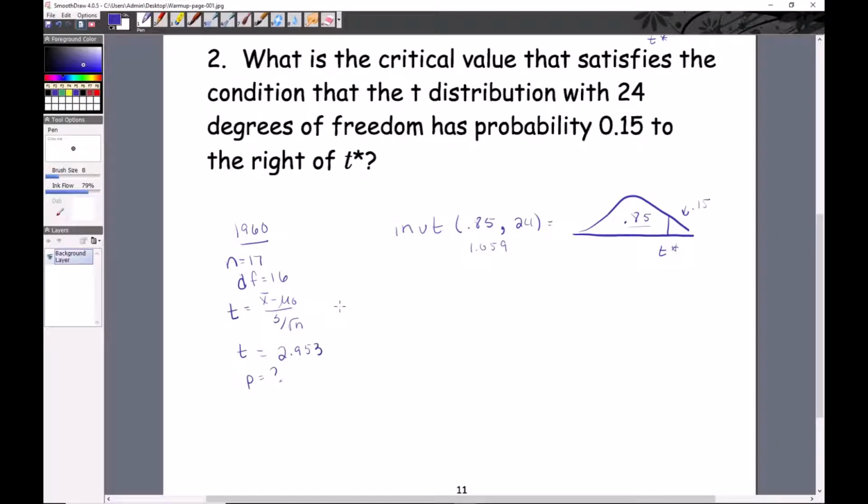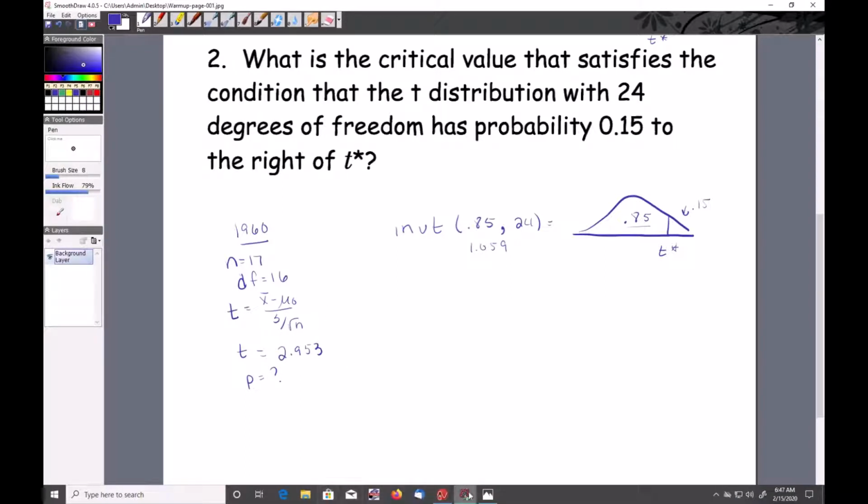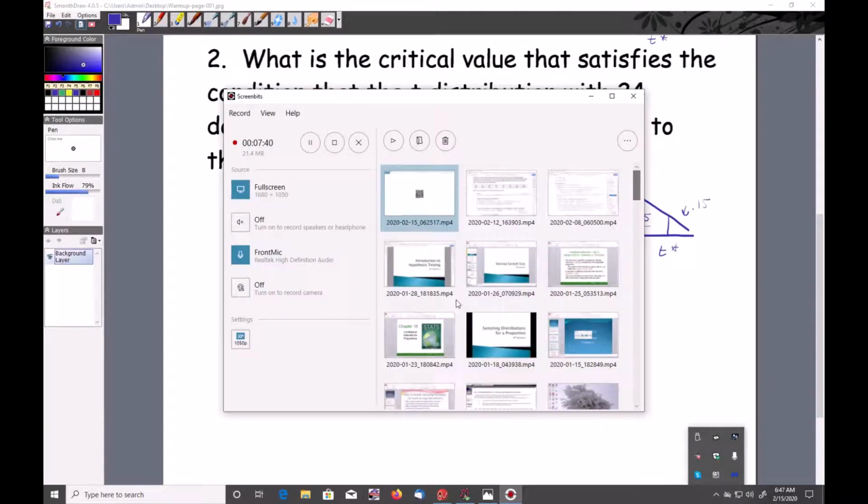Well, how are we going to do that if we don't have technology? Well, it's just like anything else from back in the day. We're going to use that t-star, z-star table, much like people use log tables and trig tables and actuarial tables, all different kinds of things. Okay? So let me go ahead and pause this for a moment, and I want to open up the table.